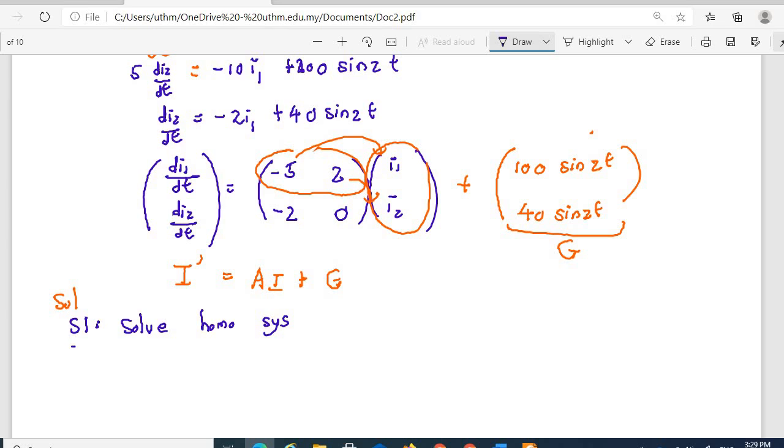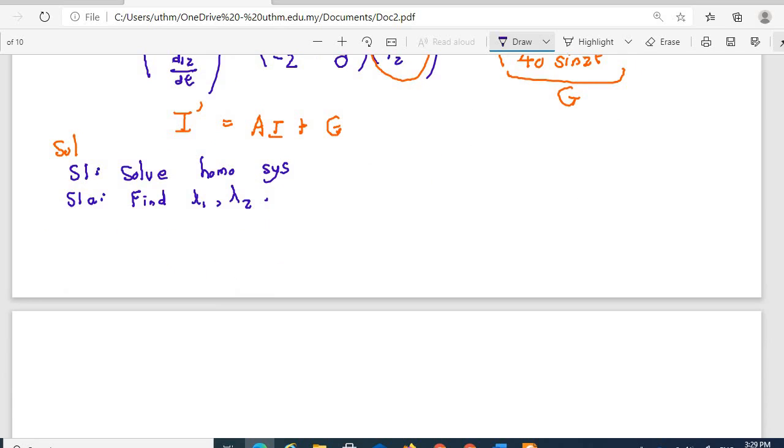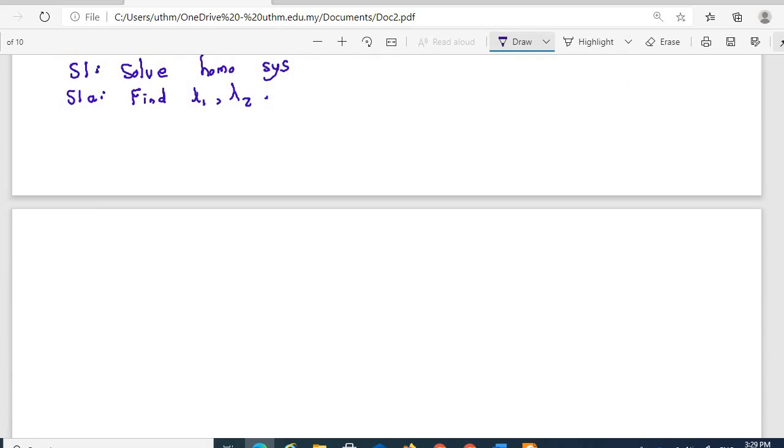So repeat one more time. Step 1A, you want to find your lambda 1, lambda 2 eigenvalue. So how to find the eigenvalue? To find the eigenvalue, you let the determinant of your A minus lambda I equal to 0. The matrix A.